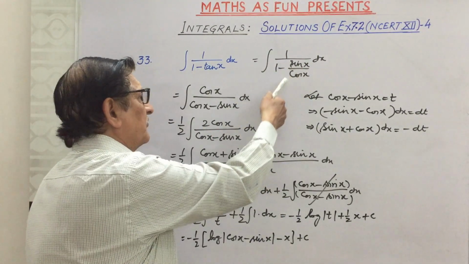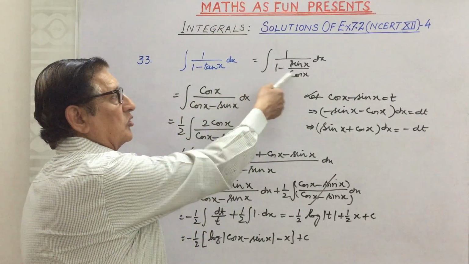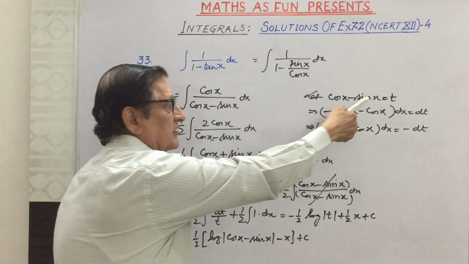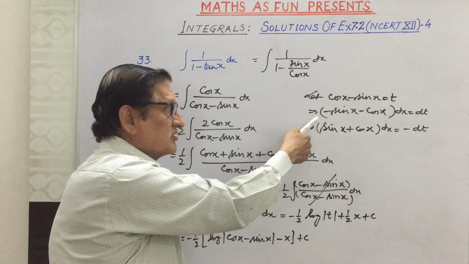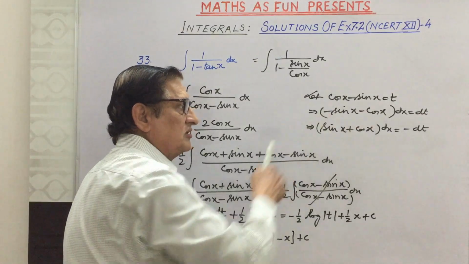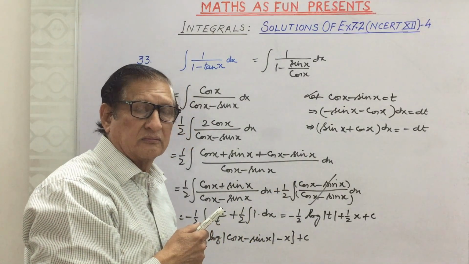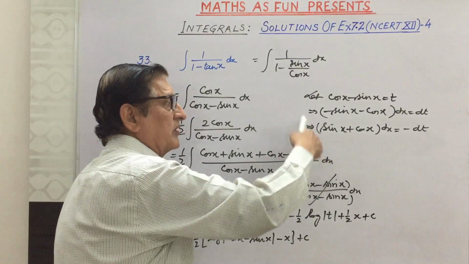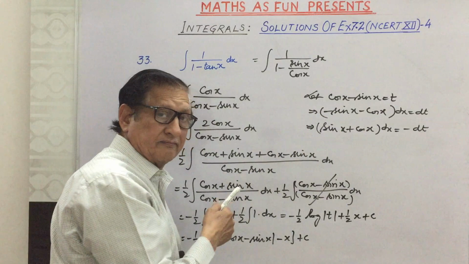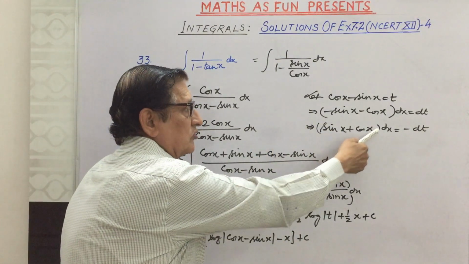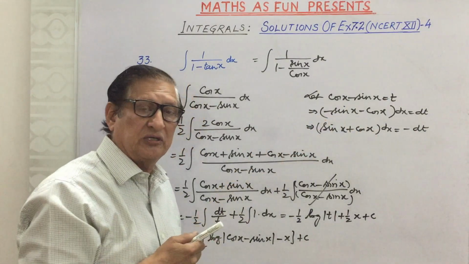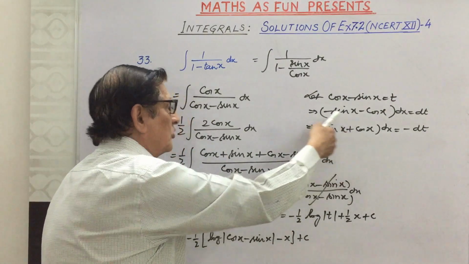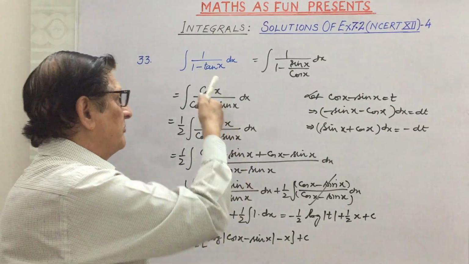Taking the LCM and simplifying, we get here cos x upon cos x minus sine x. Now if we take cos x minus sine x as t, the derivative of it is minus sine x minus cos x dx equal to dt. If we take minus common and transpose onto the right, we get here sin x plus cos x dx is equal to minus dt.